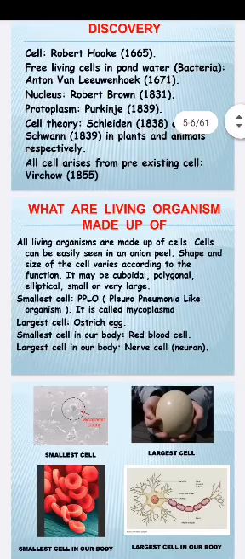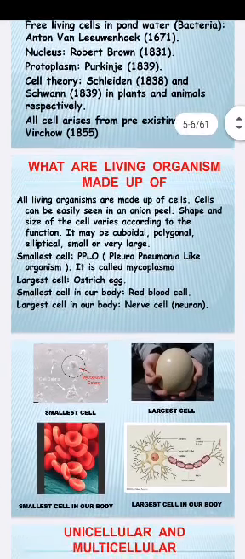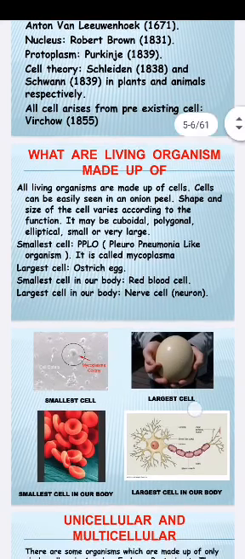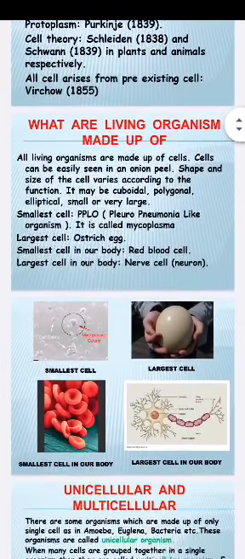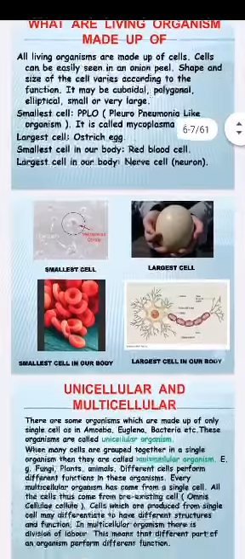So here in brief: all living organisms are made up of cells. Cells can be easily seen in an onion peel. Shape and size of the cell varies according to the function. It may be cuboidal, polygonal, elliptical, small or very large. Smallest cell, PPLO, pleuropneumonia-like organism. It is called mycoplasma also. And the largest cell, ostrich egg. Smallest cell in our body, red blood cell. Largest cell in our body, nerve cell.